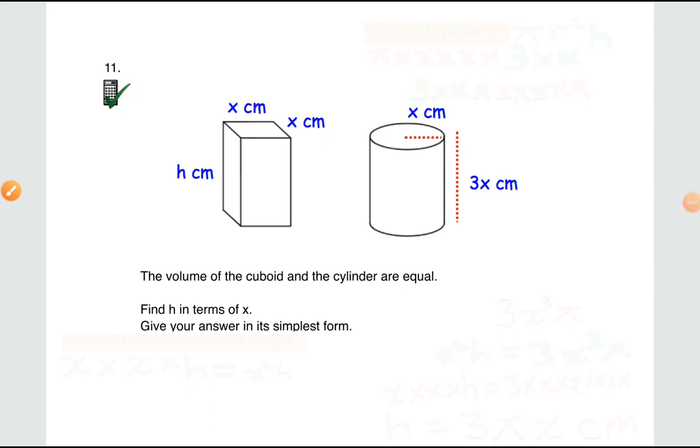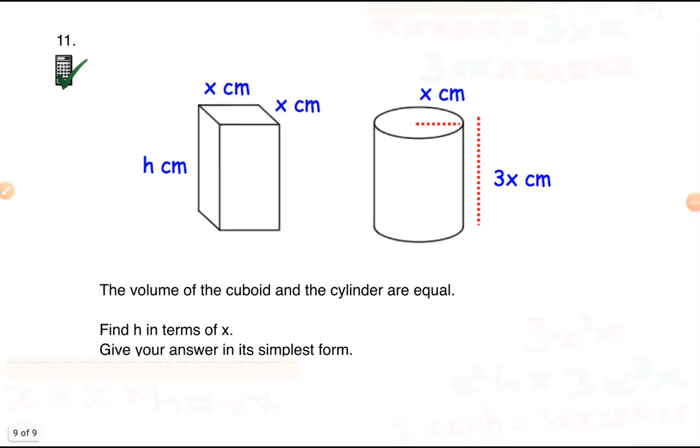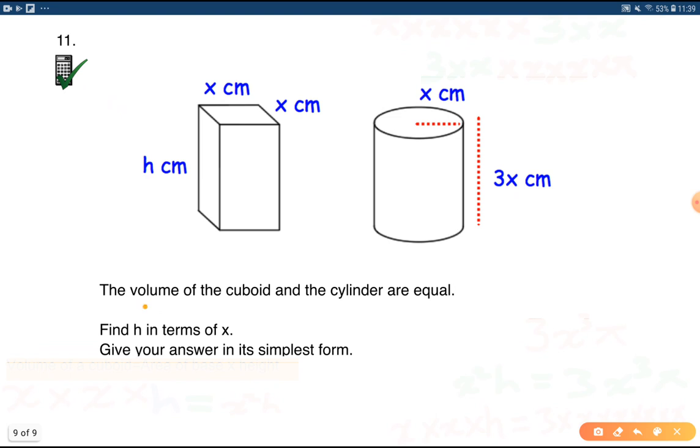So we're doing question 11 now. In question 11 it says the volume of the cuboid, which is here, and the cylinder, which is here, are equal. Then it says find h, which is here, in terms of x. And then it says give your answer in its simplest form.